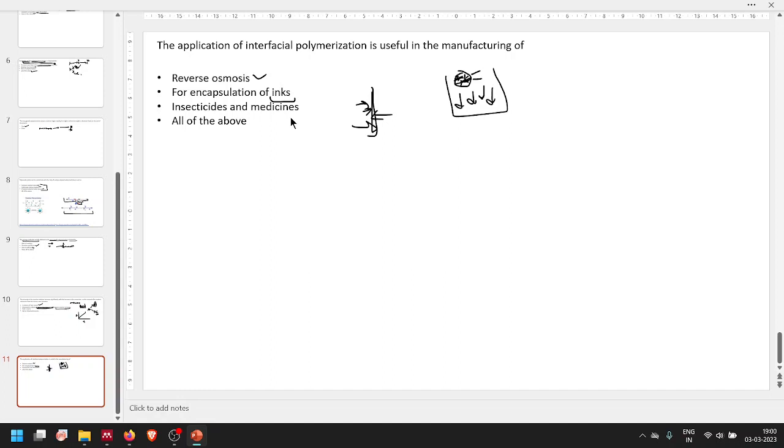Next, we have insecticides and medicines. The use of insecticides on plants or other bodies forms an interface on the surface of the material, because of which it starts protecting it from any kind of outer environment harm, so it functions very well as insecticides and medicines. So all the options right here are excellent examples for the application of interfacial polymerization. So the correct answer here would be all of the above.